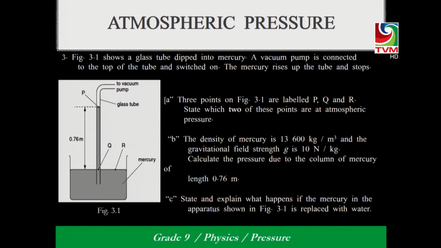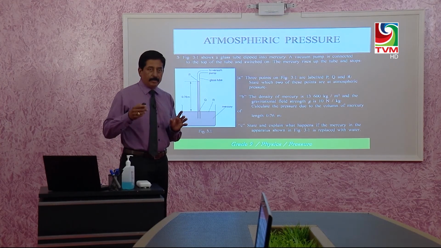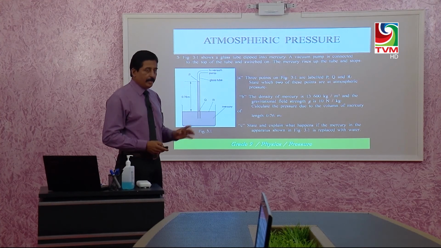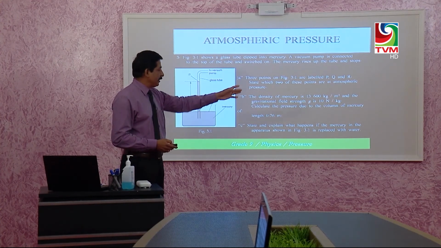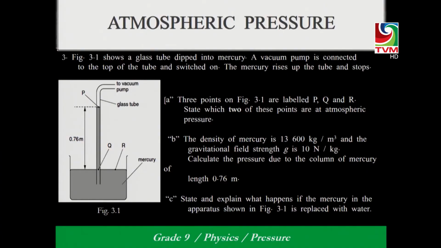One question is done. Then the second one, the density of mercury is 13,600 kilogram per meter cube and the gravitational field strength g is 10 Newton per kilogram. Calculate the pressure due to the column of mercury. So, how will you find this? Pressure equals rho g h. You need to use rho 13,600 multiplied by 10 and height 0.76. So, you will get the answer in Pascal.